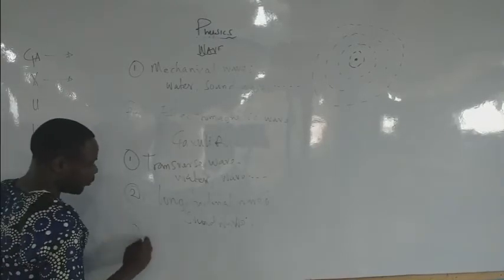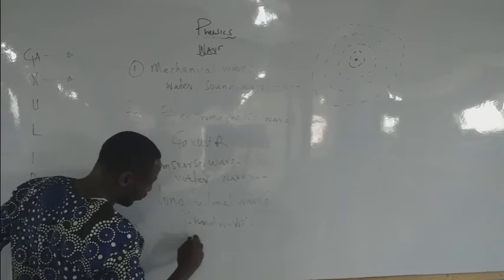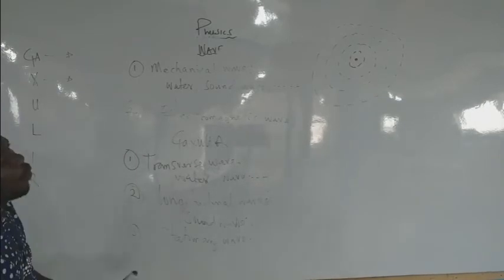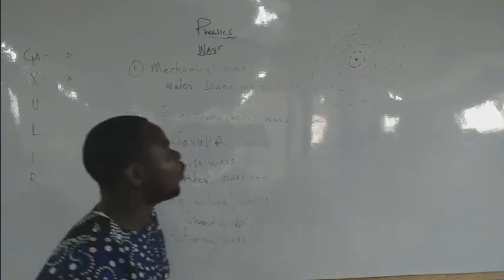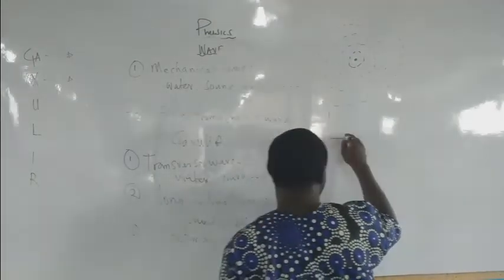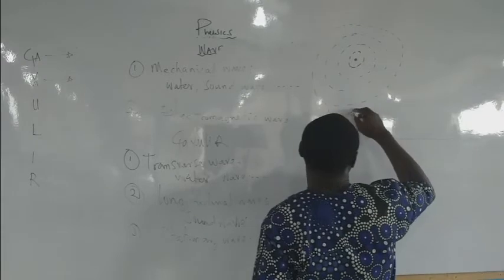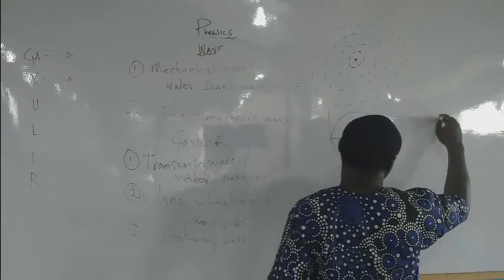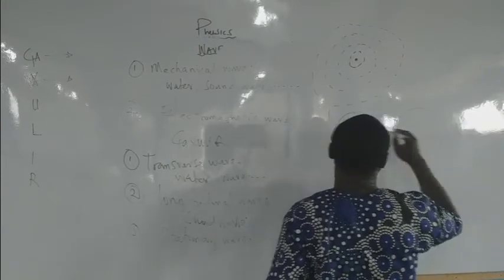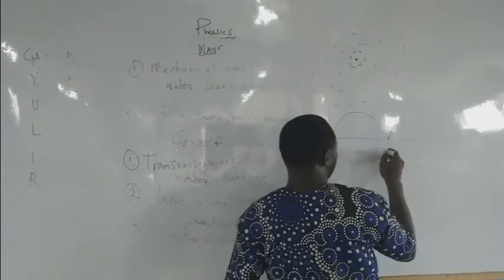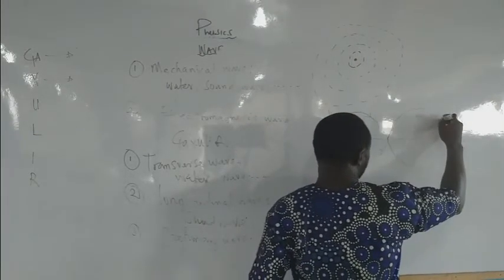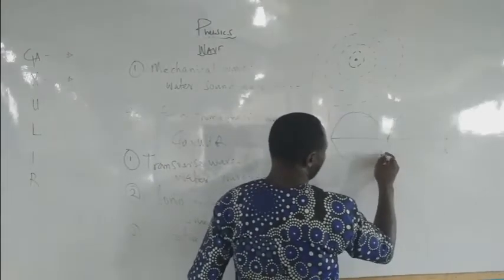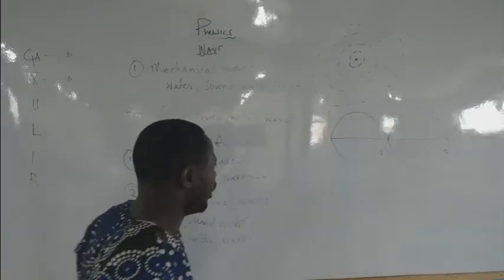Now, the next one is what? Number 3, stationary wave. It's also a class of wave. Stationary waves are waves produced when two simple harmonic waves of equal amplitude and frequency are traveling in opposite direction. Again, when two simple harmonic waves of equal amplitude and frequency are traveling in opposite direction, that's what we call stationary wave.